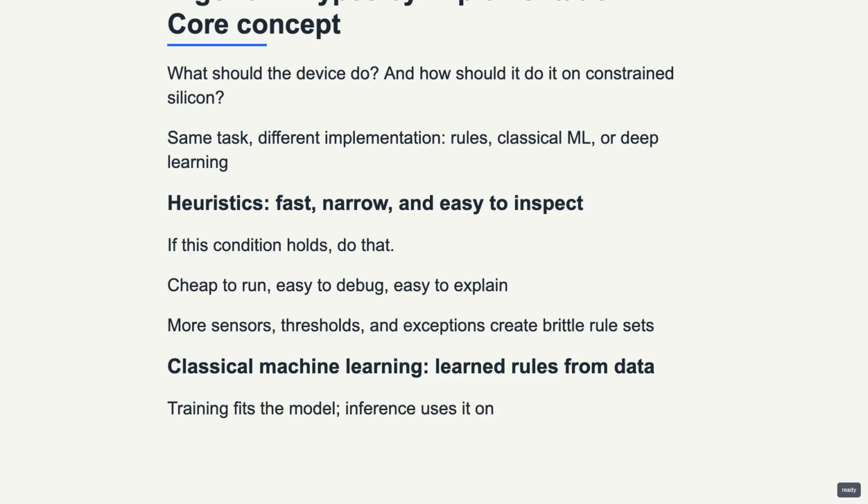The training phase is where the model adjusts its parameters from data, and inference is where it applies what it learned to live inputs. That split matters at the edge because training can happen elsewhere, while inference has to fit the device.